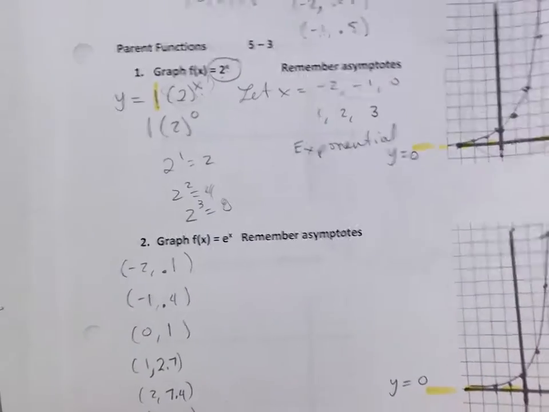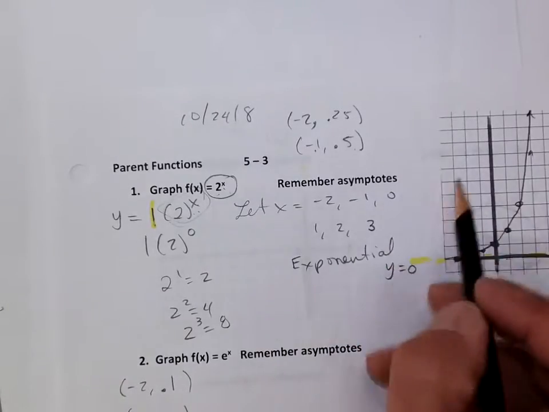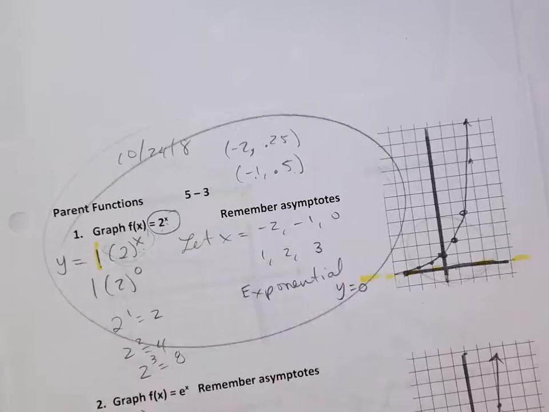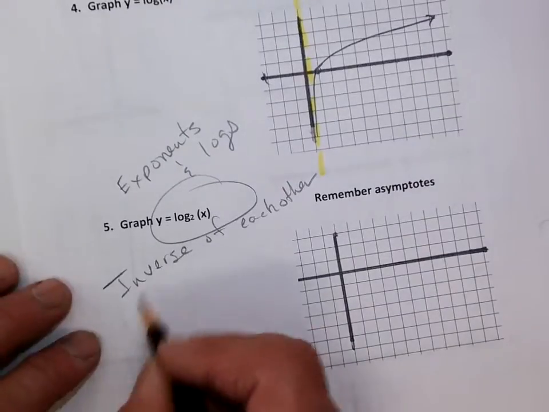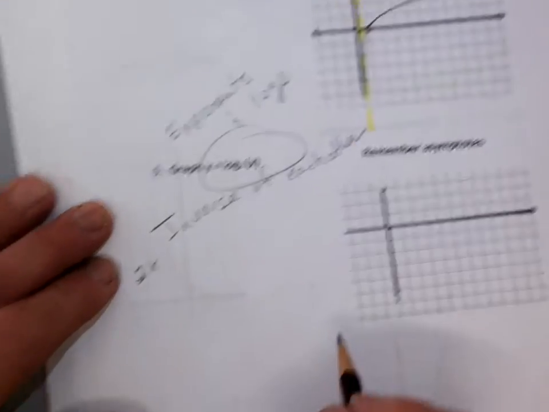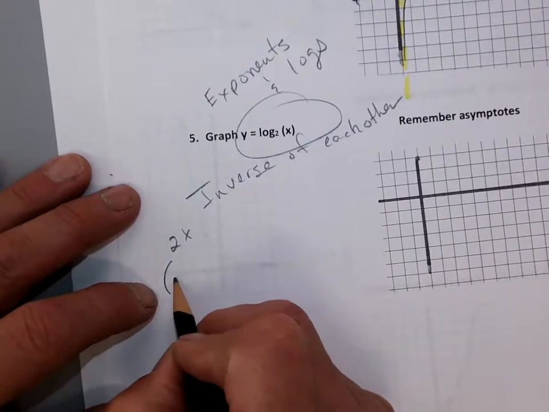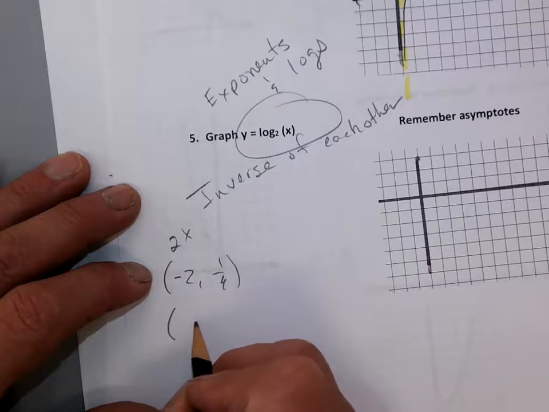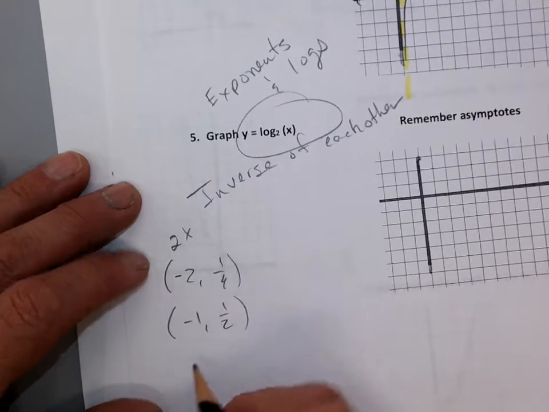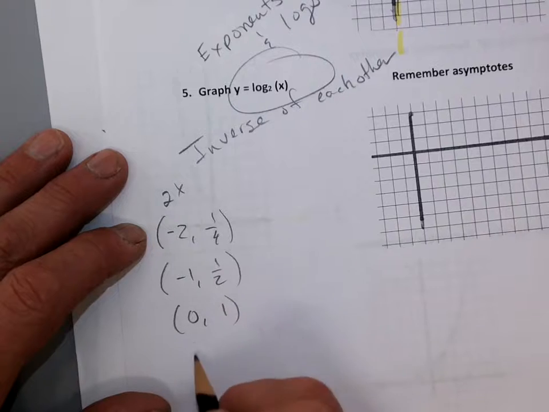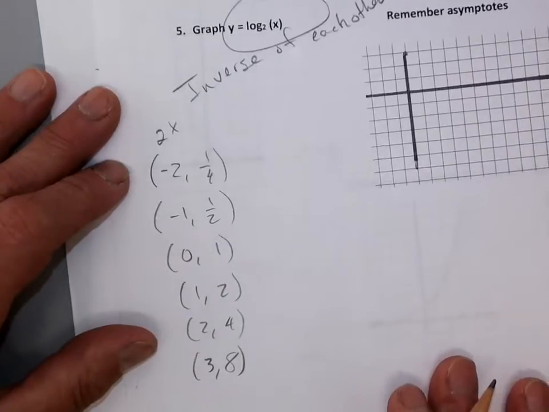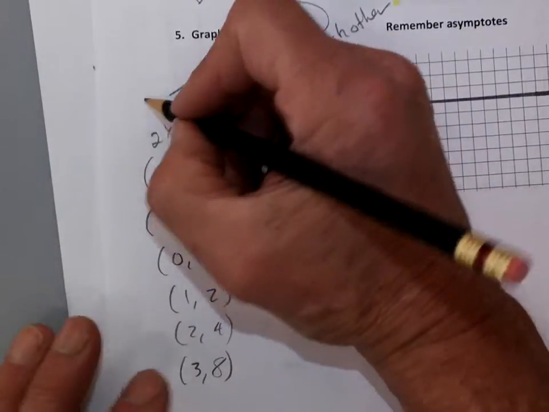So I'm going to take these values that we had over here, and I'm going to switch them. Remember we had switched them? So if I had 2 to the x, those points were at -2 and 1/4. They were at -1 and 1/2. They were at 0 and 1. They were at 1 and 2. They were at 2 and 4 and 3 and 8. Okay? Those were the exponents, 2 to the x.